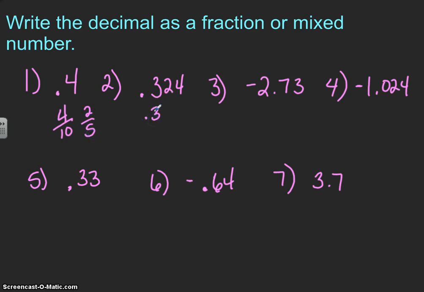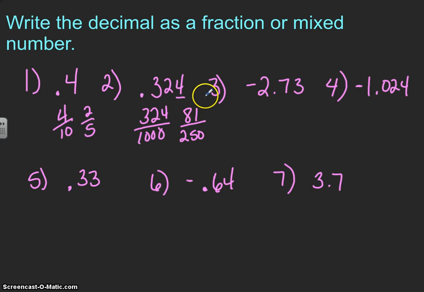0.324. This is the thousandths place, so it's 324 over 1,000. Yes, we need to reduce if we can. I know 4 can go into this. Let's see what happens when we put 4 into 32 goes 8 times. 4 into 4 goes 1. That's going to be 81. Well, 4 into 1,000 is 250.